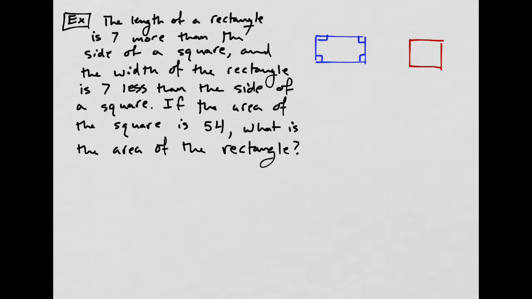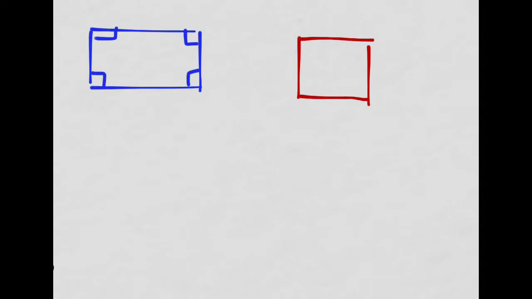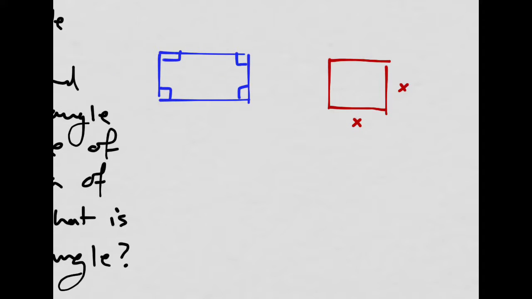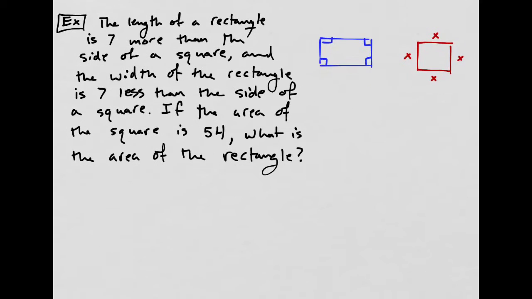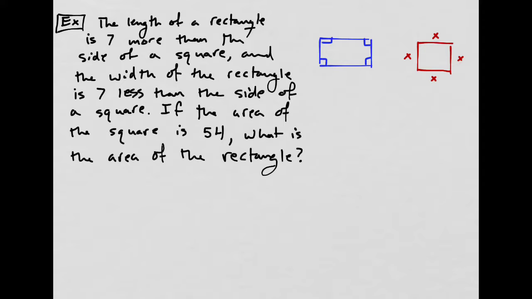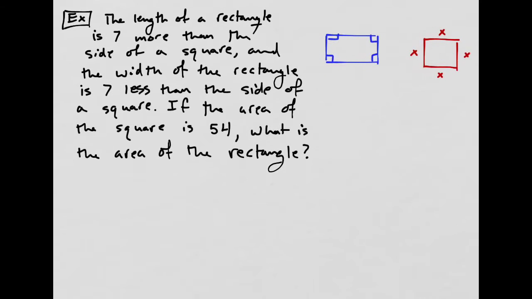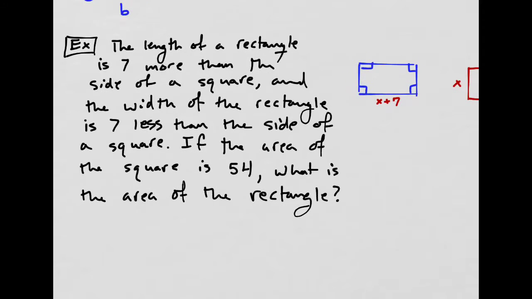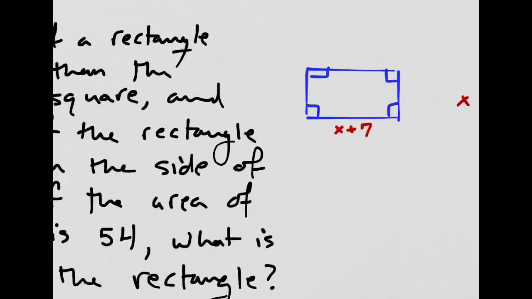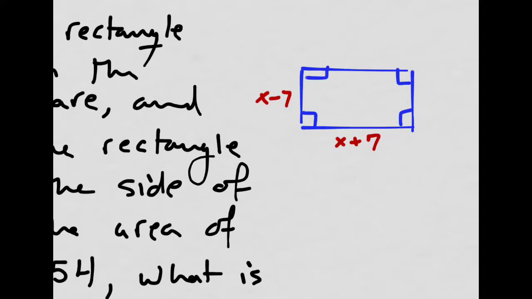And it says the length of a rectangle is 7 more than the side of a square. So I don't know what the side of the square is. I'm just going to call it x. That means this is x, and x, and x. And then the length of a rectangle is 7 more than the side of the square. So this means the length is x plus 7, and the width of the rectangle is 7 less. So that means this is x minus 7.